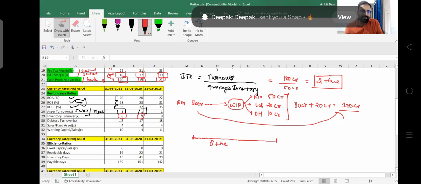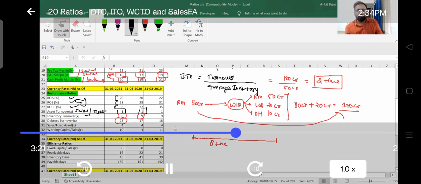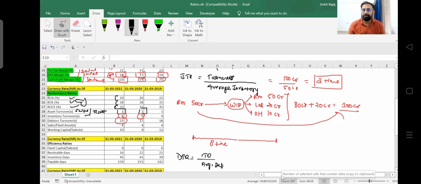Further, if I talk about debtors turnover ratio, the formula of debtor turnover ratio is going to be turnover divided by average debtors. Generally it talks about how many times you are able to recover money from your debtors. You are regularly selling goods to your debtors, and how many times are you able to collect money from them? If you see here, debtor turnover ratio is 23.